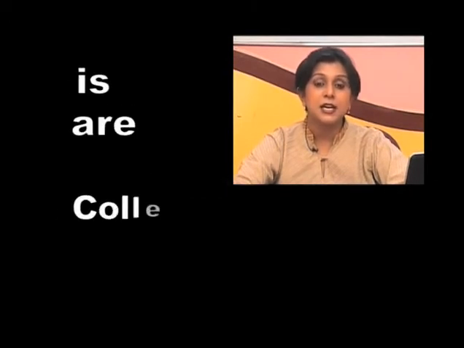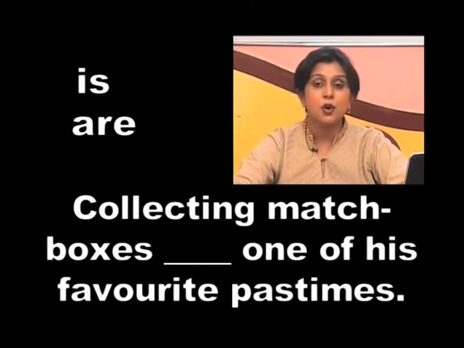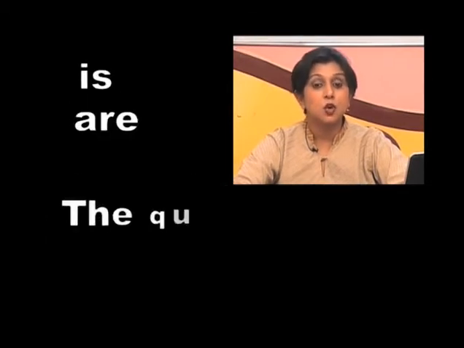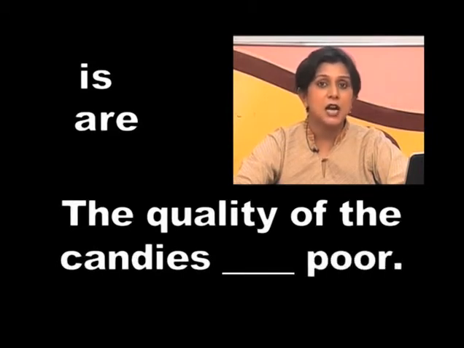Next sentence is collecting matchboxes dash one of his favorite pastimes. Is or are. I'll repeat the sentence. Collecting matchboxes dash one of his favorite pastimes. Is it is or are? The quality of the candies dash poor. Is or are. The quality of the candies dash poor. Is or are.